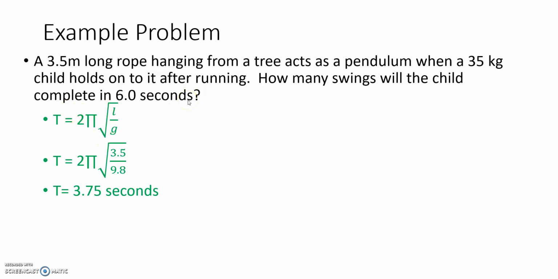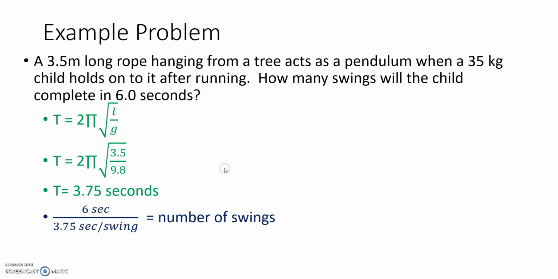So then we have to figure out how many they do in 6 full seconds. To do that, we're going to take our 6 seconds and divide it by the time for one swing, which is 3.75 seconds, and that's going to give us the total number of swings. You type that in your calculator, 6 divided by 3.75, and we end up with 1.6 swings. So that 3.5 meter long pendulum gives us 1.6 swings in 6 seconds. Again, the mass is not a factor, so we don't have to worry about the mass in that case. We'll do one more example problem together.